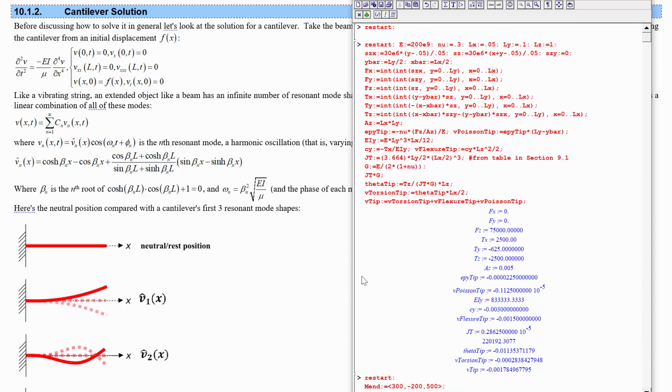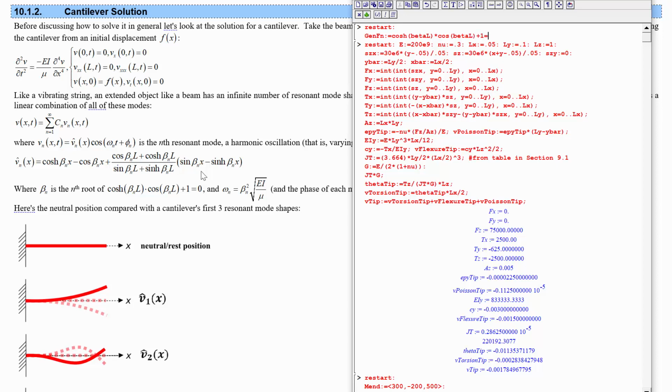What we can do, not versus L really, let's plot it versus beta L. So we know that we're looking for the beta L that are the roots of this. So let's plot beta L. Oh, let's put in the function. So we'll say generating function is equal to cosh of beta L times cos of beta L plus 1.